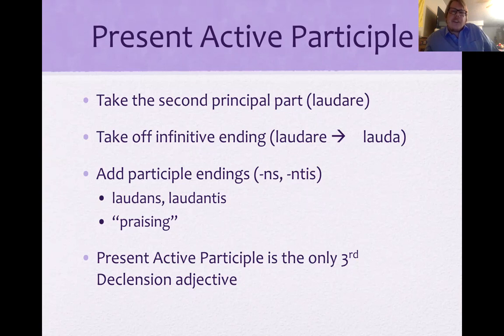You turn it into a 3rd declension adjective, a one termination, 3rd declension adjective. And it's like our example earlier of the running man, the praising man, laudans vir. It's easy to recognize the present active participle because it's the only participle that's 3rd declension. The rest are all first, second. So we've got 2 so far.